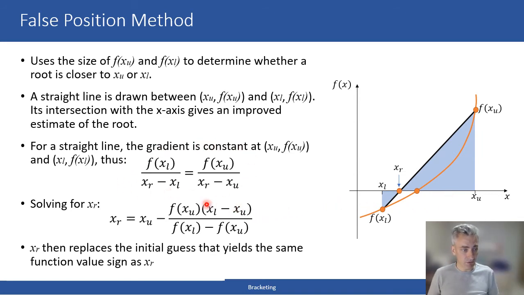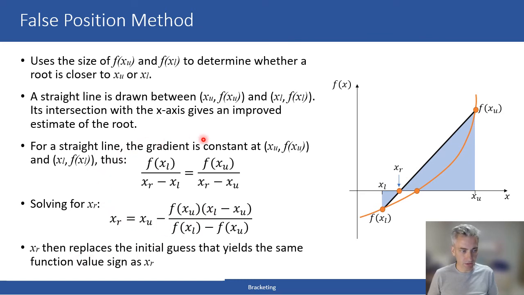And then if we rearrange this equation for xr, we can get it in this form. This form is useful for predicting the new value of the root based on the upper and lower bounds and the values of the function at those upper and lower bounds. To do this derivation, please have a go yourselves. If you get stuck, it's also in Chapra's book.